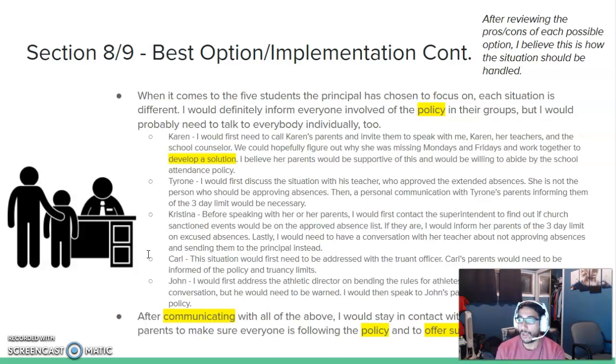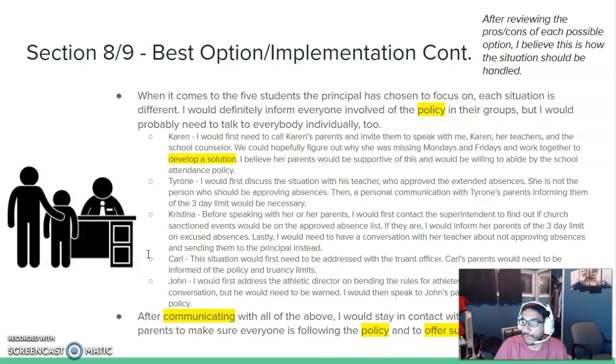With Carl, this situation would need to be addressed with the truant officer, and then Carl's parents would need to be informed of the policy and the truancy limits. And then John, I would first address the athletic director on bending the rules for athletes, and then we'd talk to John and his parents and let them know about the policy and why it's not okay, and talk about the situation and the policy.